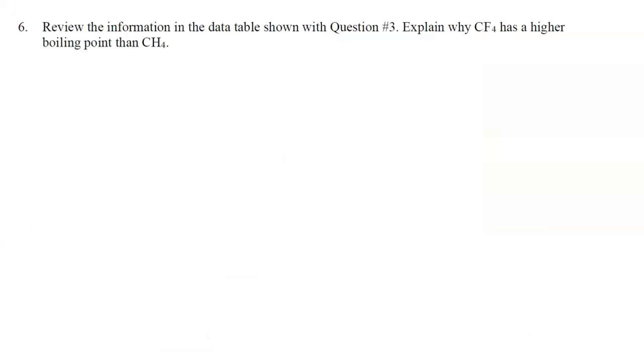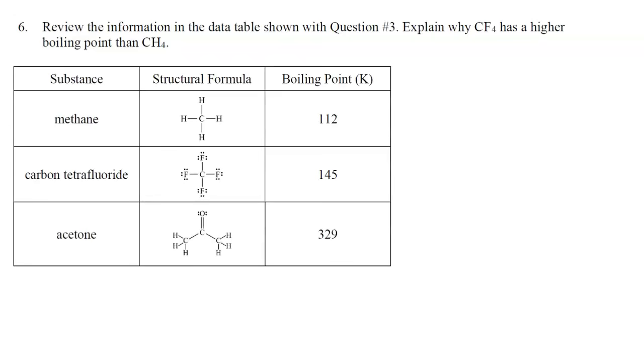Question 6. Review the information in the data table shown with question 3. Explain why CF4 has a higher boiling point than CH4. So as we can see in this data table, carbon tetrafluoride, CF4, has a boiling point of 145 kelvins, which is greater than the boiling point of methane, CH4.